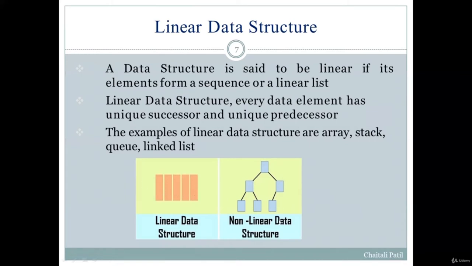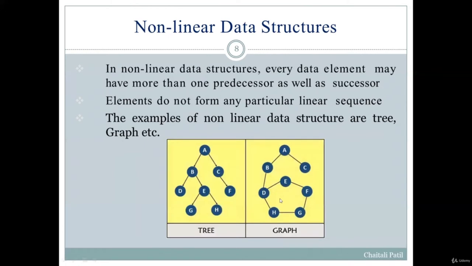Now, a non-linear data structure is not in a linear list. In a non-linear data structure, every data element may have more than one predecessor as well as successor. Elements do not form any particular linear sequence. Examples of non-linear data structures are tree and graph. Here we can see the data element may have more than one predecessor and successor.